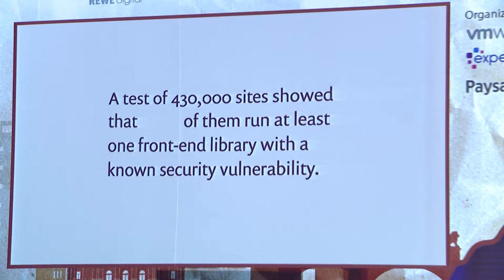So, ask the audience time again. We tested 430,000 open source applications, websites, to test if they run at least one front-end library that has one or more known vulnerabilities. What percentage of those sites do you think had at least one known vulnerability in the front-end? 100? Anyone else? 80? Yeah, pretty much 80. 77%. So over three quarters of these sites that we tested had at least one front-end vulnerability. So front-end, it's Node. Okay, Node wins that one. Or not Node, sorry. JavaScript wins that one.